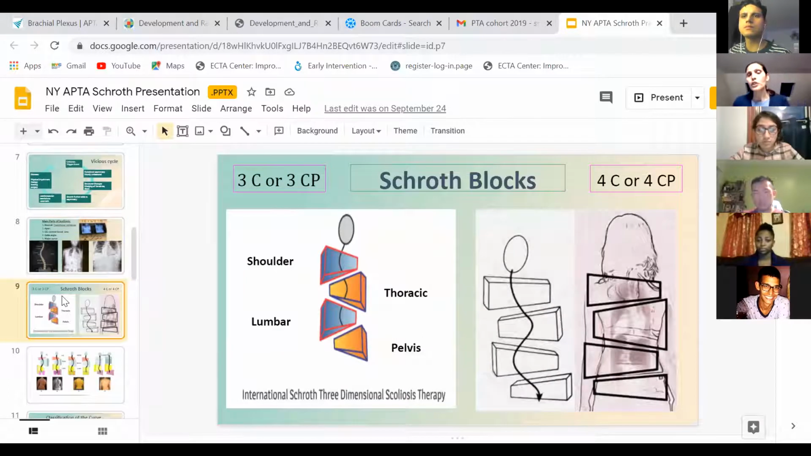So under the Schroth, we look at blocks. Once I see the x-ray and once I see the child, I have to decide where the blocks are largest. The blocks, if you think about it, are the ones that will have to be shifted. So if you mentally think of your spine and you divide it into blocks, those are the blocks that will have to come closer to midline.